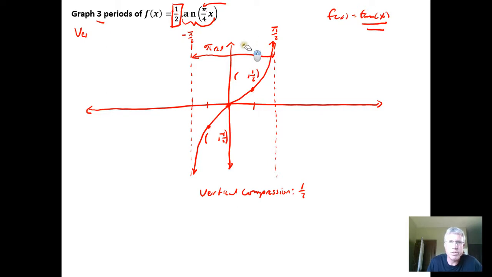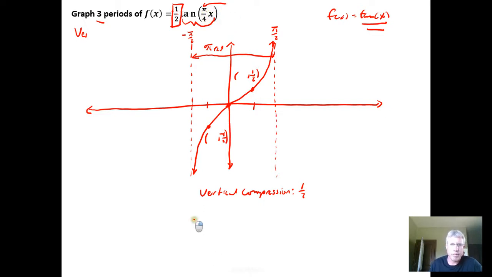And what we want to do is figure out, okay, well, how does the pi over 4 impact the period? So the period is usually pi. Now the question is, what value of x generates, usually the period is pi radians, so the question is, what value of x generates an output of pi radians when we have a multiplier of pi over 4 on the x?